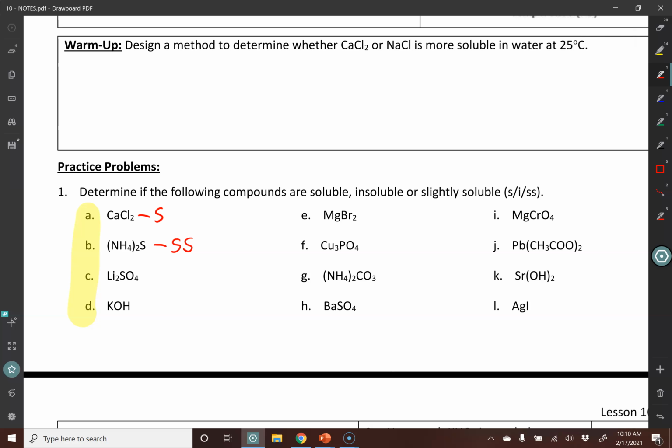Lithium sulfate. Sulfates are soluble. Group 1 ions are soluble. This will be soluble. And potassium hydroxide. Hydroxides tend to be insoluble unless they're combined with a group 1 metal or ammonium, a couple other cations that also fall in the exception category. Potassium is a group 1 metal, so it should be slightly soluble in water. Feel free to practice with the other ones to make sure you've got the hang of this concept. Let's head back to the notes.